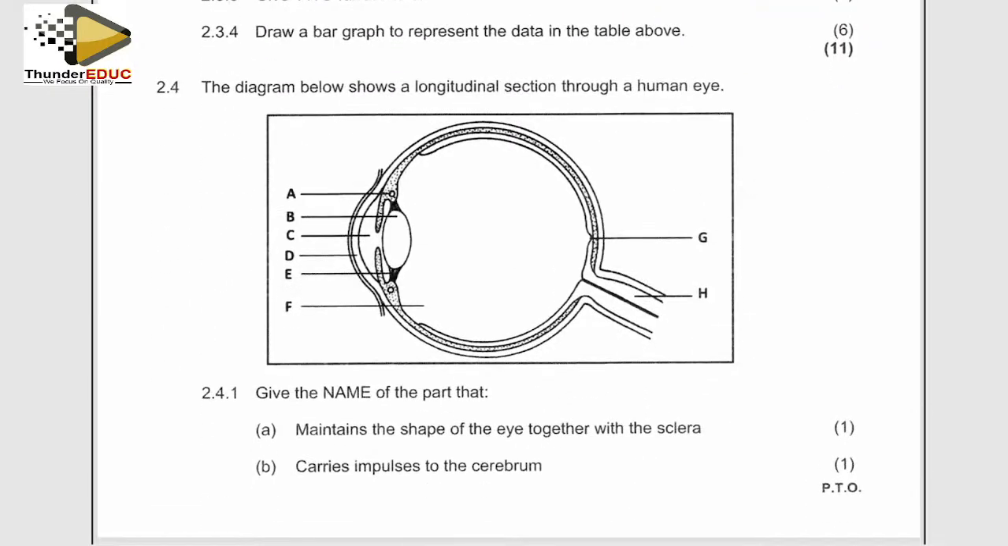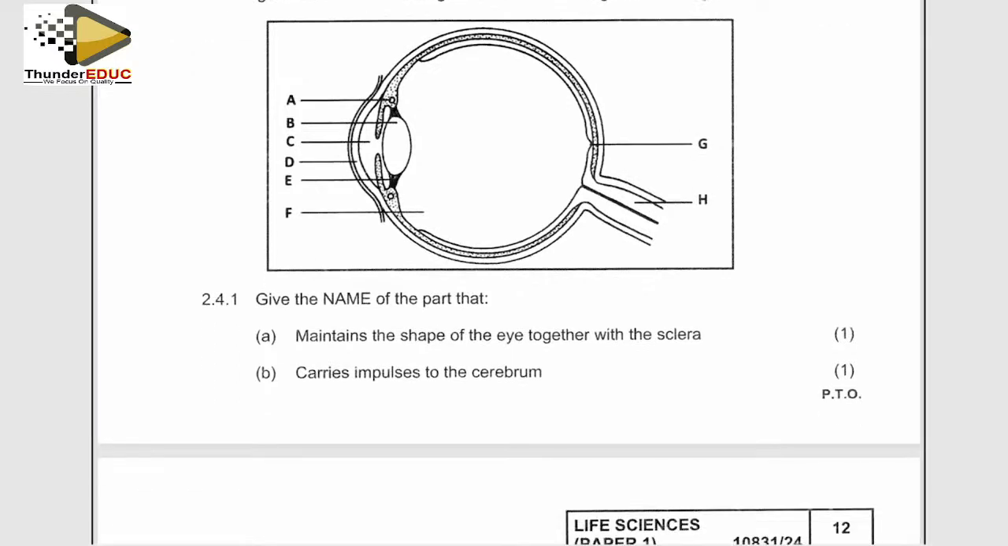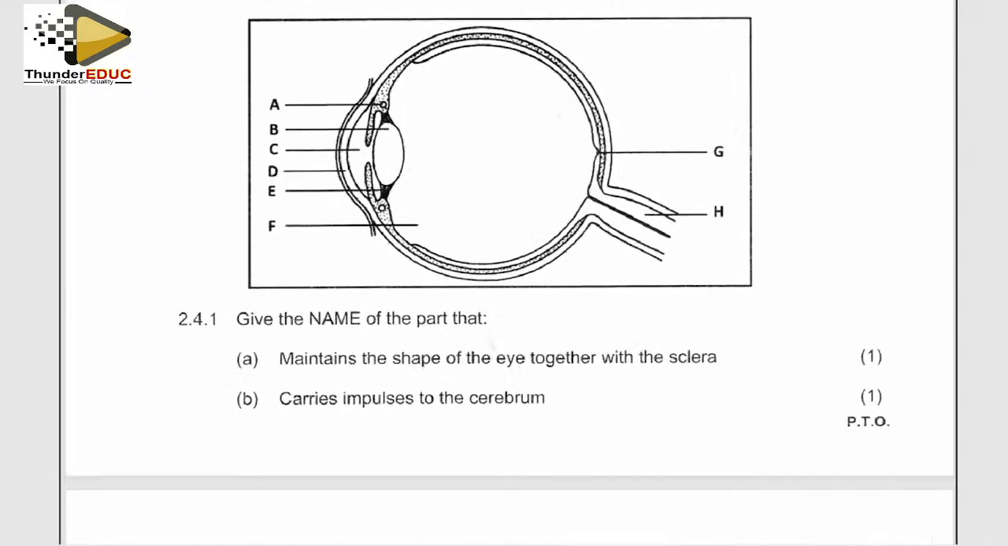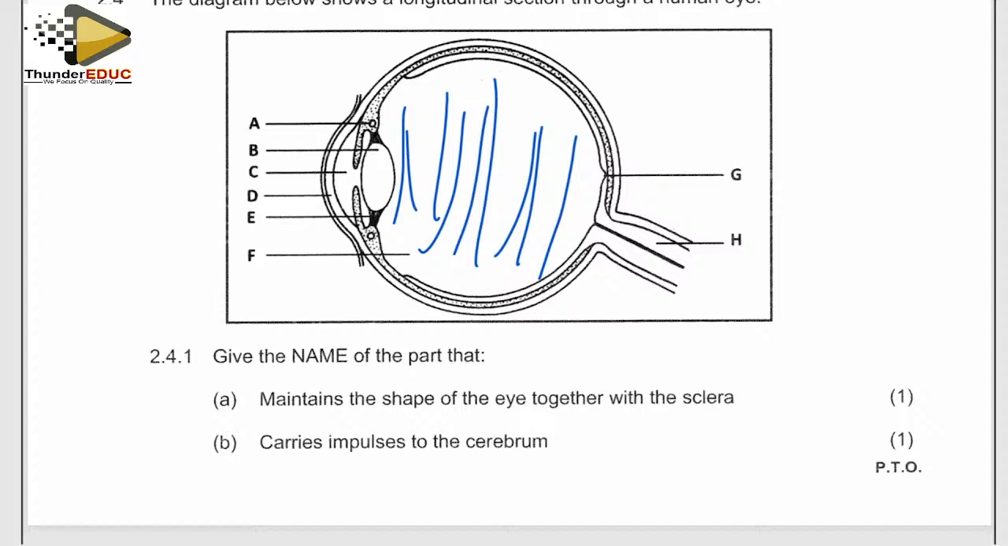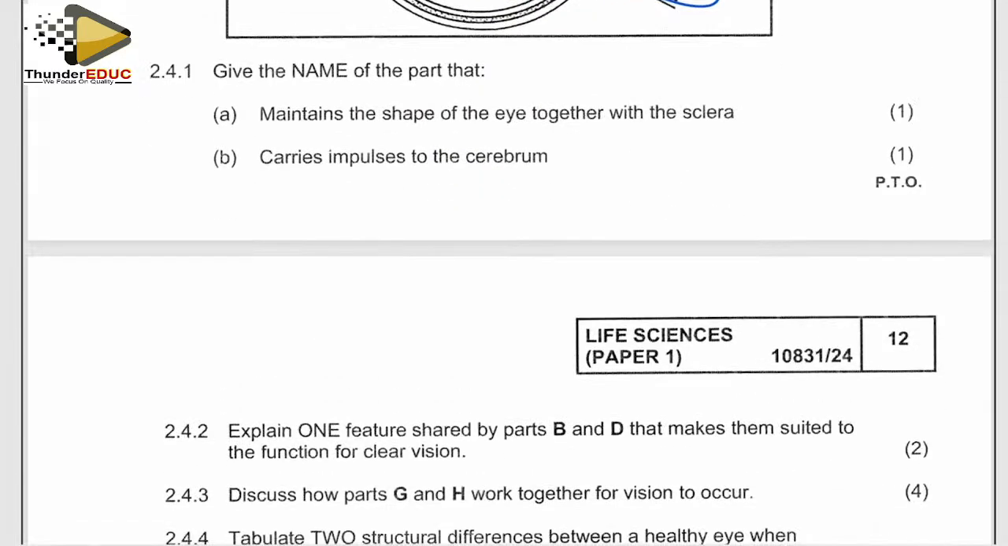So that is it. The diagram below shows the longitudinal section of the eye. Okay, cool. They're saying give the name of the part that maintains the shape of the eye. This is exactly the same thing I said yesterday: when they come to the eye, make sure that before you go to the paper you know this. So the part that maintains the shape of the eye is this one, which you call the vitreous humor. Carries impulse to the cerebrum: then you talk about this H, which is the optic nerve.